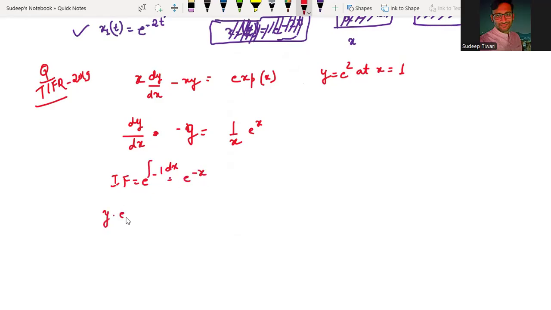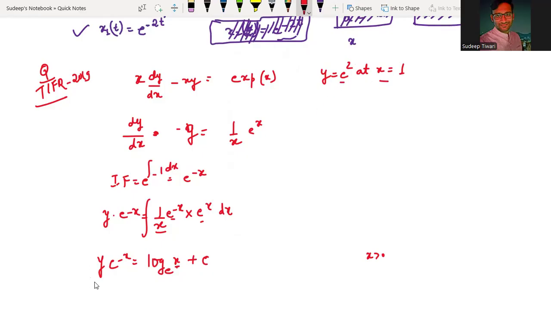So y into e raised to power minus x is equal to 1 upon x into e raised to power minus x into e raised to power x. So this is your integrating factor and this is your Q. So integrate, so y into e raised to power minus x will be ln of x, for all x greater than 0, plus some constant of integration. And we already know that at x equal to 1, your y is equal to e square.